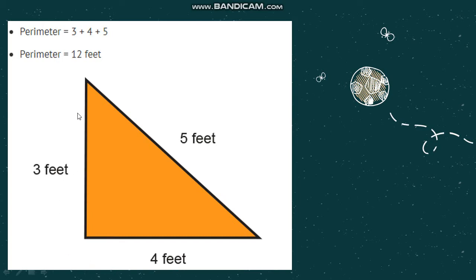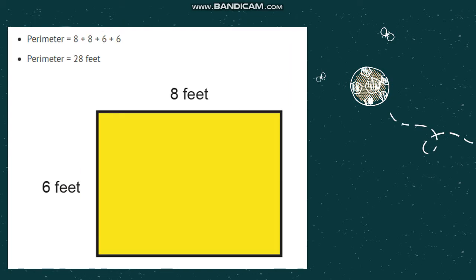Let's take this triangle. It's a right angled triangle, you will be learning about it. If you see, this side is 3 feet, this is 5 feet and the base is 4 feet. So what is the perimeter of this triangle? The perimeter of the triangle is 3 plus 4 plus 5, that is equal to 12 feet. So the perimeter of this triangle is 12 feet.